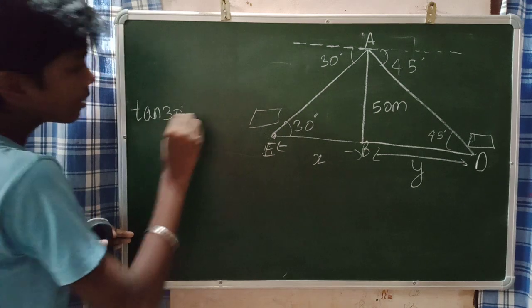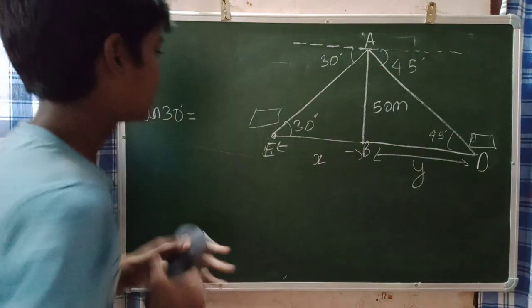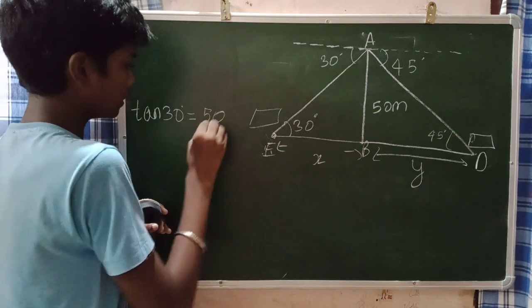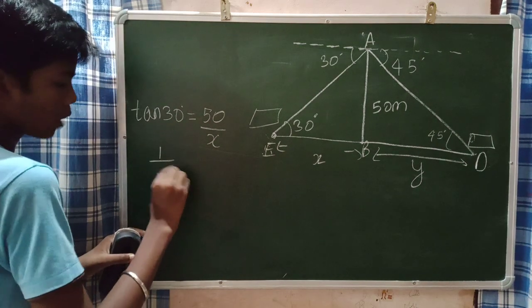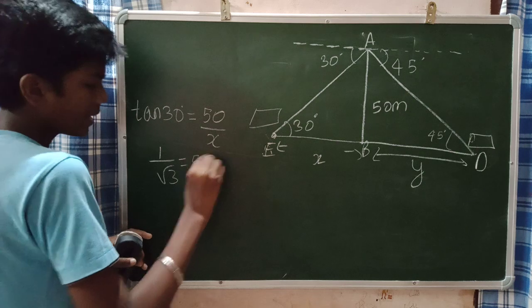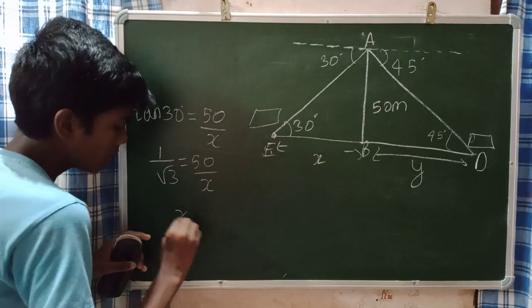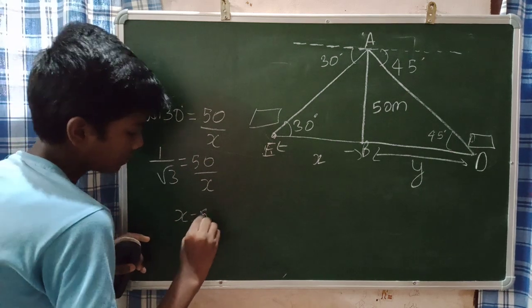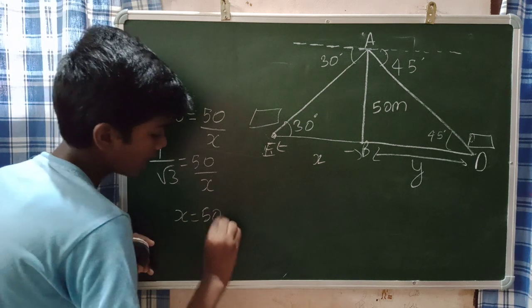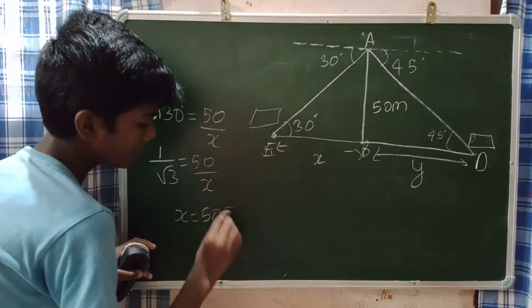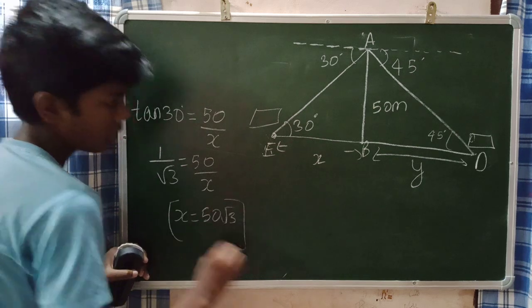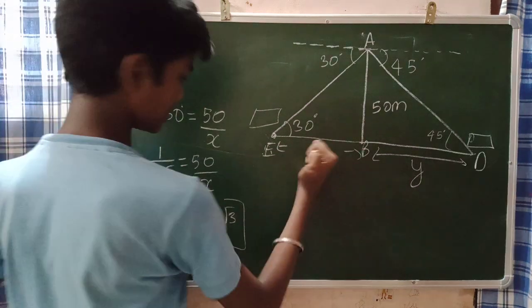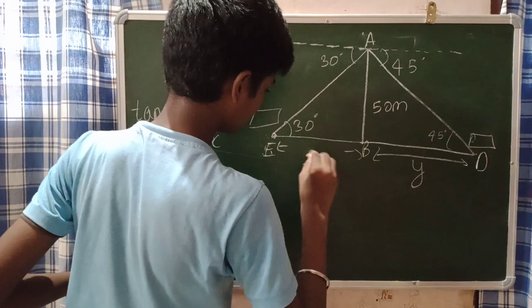Your tan 30 degree will be nothing but opposite by adjacent, that is 50 by x. What is the value of tan 30 degree? That is 1 by root 3. So 1 by root 3 is equal to 50 by x. So x will be nothing but 50 root 3. So the value of x is nothing but 50 root 3. That means the distance between the first car and tower is 50 root 3.